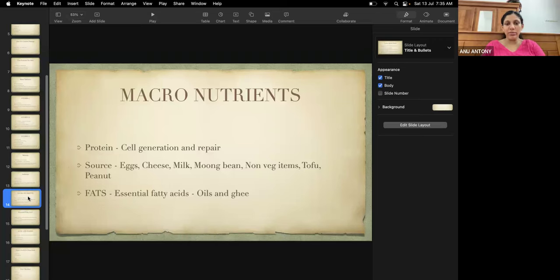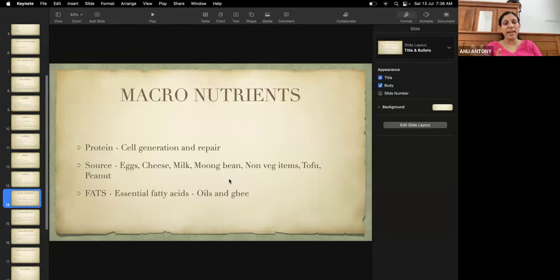So now we come to the macronutrients. Macronutrients are nothing but protein, carbs, and fats. As you all know, rice, wheat, barley, all these things are the basic carbohydrate sources. Proteins help for cell generation and repair. The best sources are eggs, cheese, milk, mung bean. So whoever is a vegetarian, go for mung bean or the green gram. That is the best source of protein.